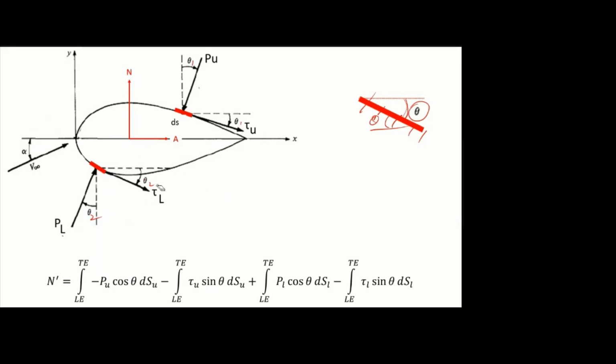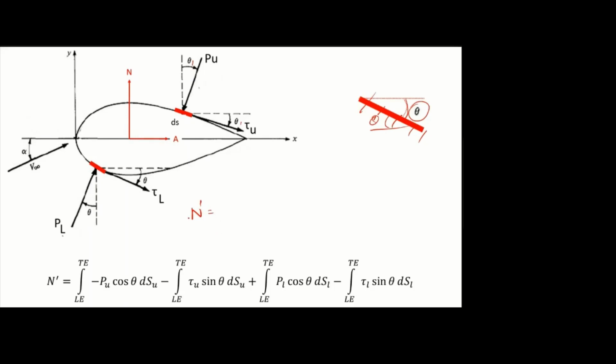Now we have pressure and shear stress distribution on the upper and lower surface. Actually, I am going to find it for only this small section, then I can integrate it from the leading edge to trailing edge. Here also, I am finding only for this small section, then I can integrate it from the leading edge to the trailing edge for the complete aerofoil. Now I am going to find the normal force in terms of pressure and shear stress.